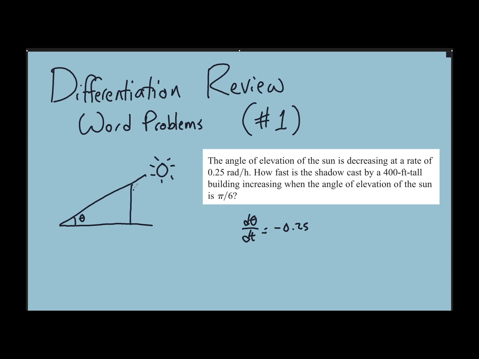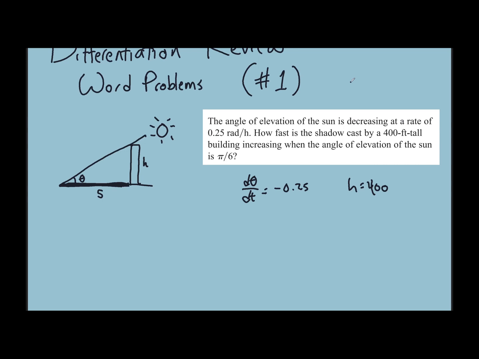So let's draw a building. Here's my building. And it's got a height. We'll write over here that its height is 400. And it casts a shadow like this, doesn't it? And just so that we don't use an X and Y, we're going to call this S instead. And they say, how fast is the shadow cast by this building increasing? Because as the sun gets here, the shadow is going to be wider. When the angle of elevation of the sun is pi over 6.